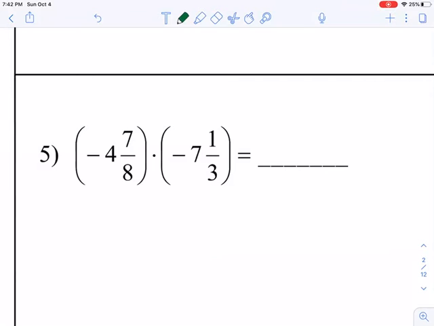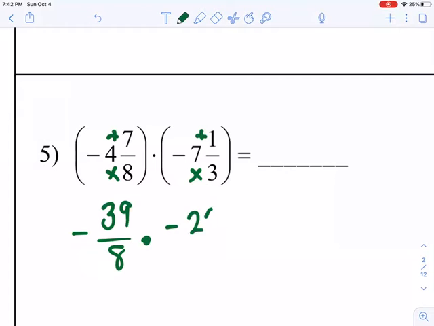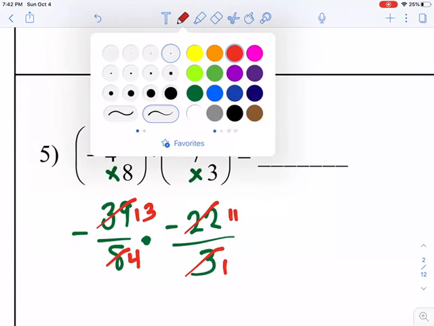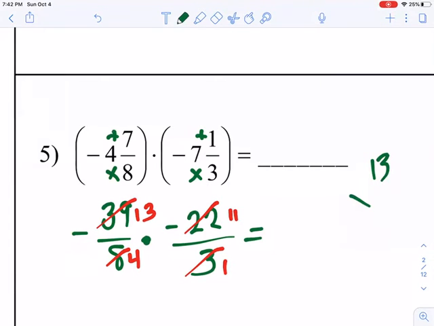Look at number 5. Let's turn these into improper first. So 8 times 4 plus 7, that'd be 39. You keep the 8 on the bottom. Times negative 22 over 3. Now you can cross reduce 3 and 39. You can divide them both by 3. The 8 and 22 you can divide by 2 if you want. Might help a little bit. All right, so then if you go straight across there, 13 times 11 off to the side since you can't use a calculator.